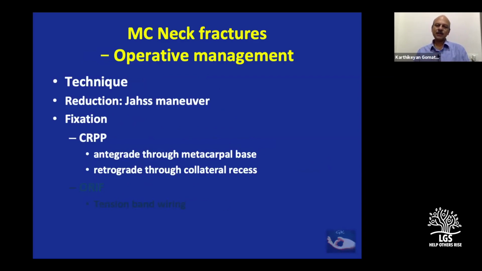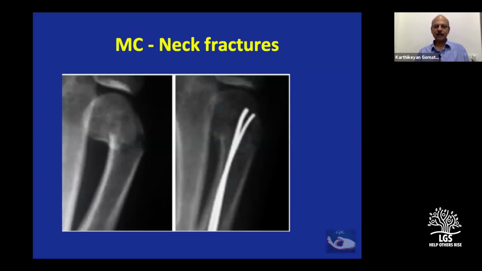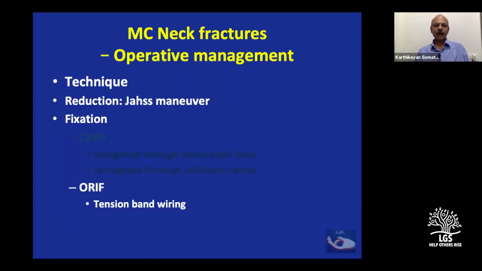The fixation, once you have decided for an operative management of the metacarpal neck fracture, there are 2 types of fixation. One is the closed reduction percutaneous pinning. This can be done either antegrade or retrograde. Now this is an example of a percutaneous pinning done for metacarpal neck fracture. The antegrade goes through the metacarpal base and the retrograde comes from the metacarpal head.